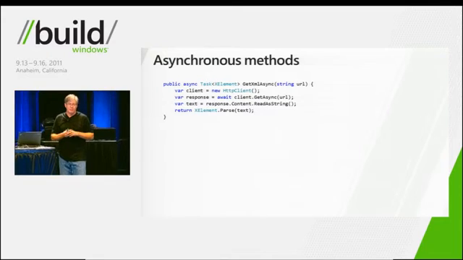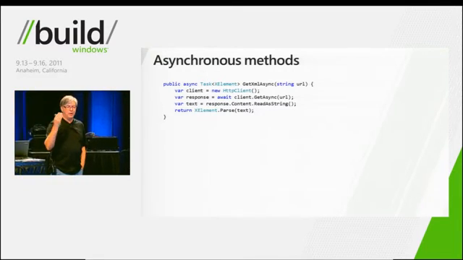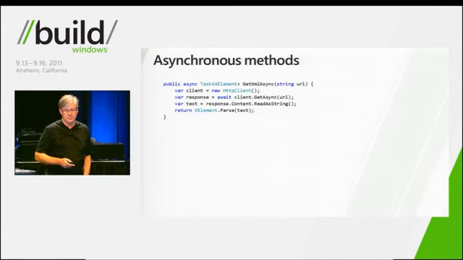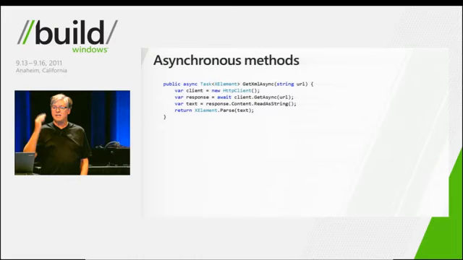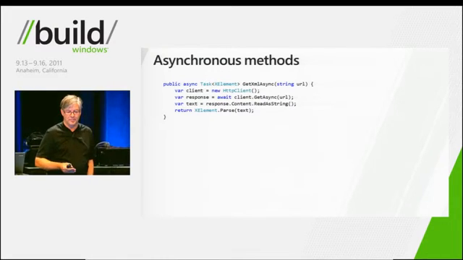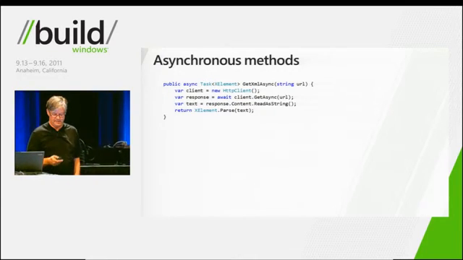Here's an example of an asynchronous method. It gets some XML using an HTTP client. And you can read this method. It looks just like a regular old method. We create the client, we get a response, and then we read the response as a string and parse it out as XML.